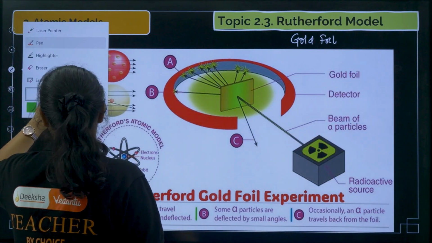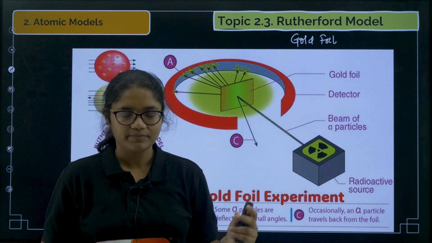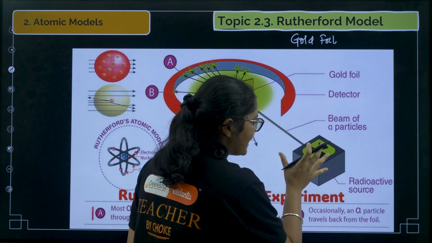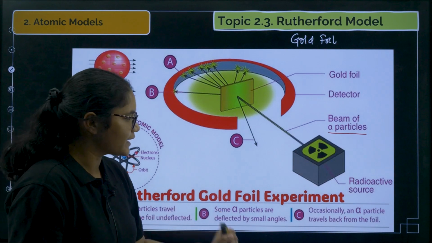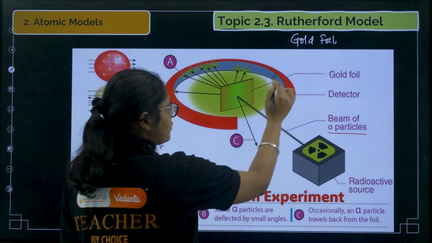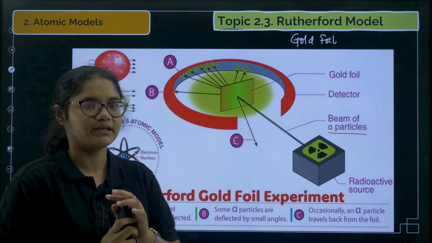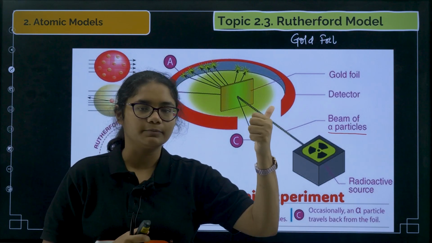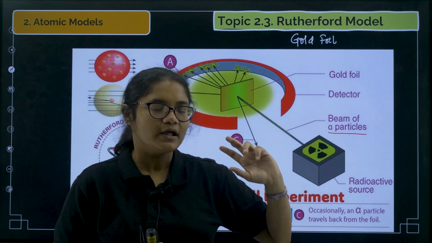In this gold foil experiment, you need to remember three components were there. What was the first? The first component was a source, and this source could emit alpha particles. The second thing is the alpha particle. Third thing we required was a gold foil, and the fourth one was a detector. Clear? We need a source that could produce alpha particles, a gold foil, and then a detector. Now what happened?